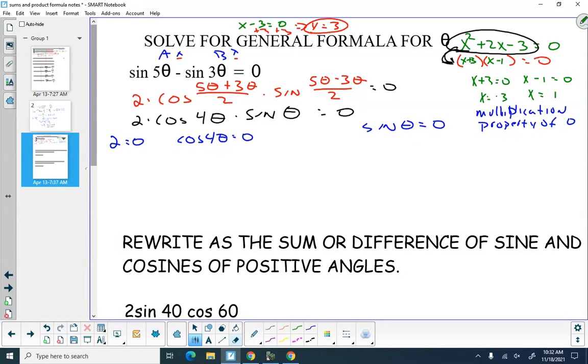We have cosine 4 theta is equal to 0. I want to solve for theta. I have cosine there. How do I get rid of cosine? Inverse cosine. Hey, we're learning something here. So we have 4 theta is equal to inverse cosine of 0. So clickety-clack, inverse cosine.